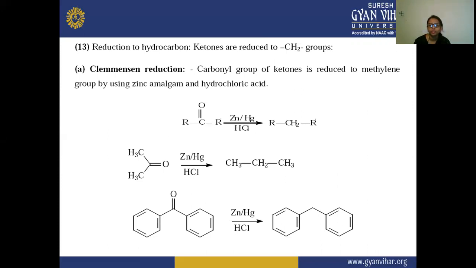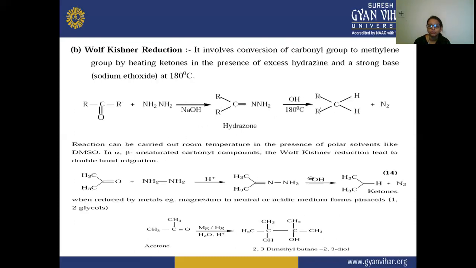The first is the Clemmensen reduction. In this, the carbonyl group of the ketone is reduced to a methylene group by using zinc amalgam and hydrochloric acid. So this ketone, in the presence of zinc and mercury, that is zinc amalgam, is converted and there is a formation of this alkane.